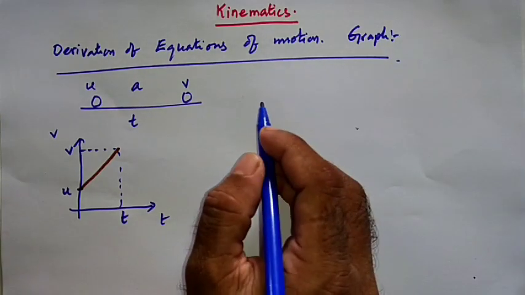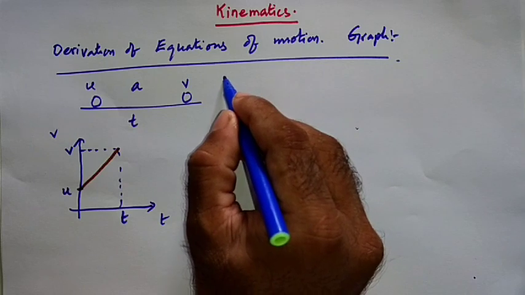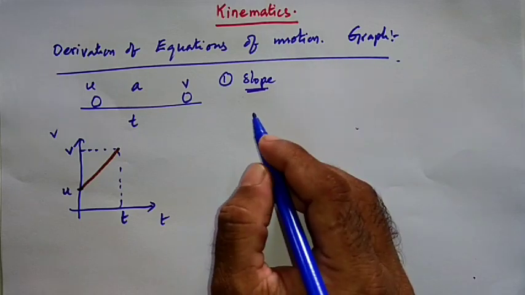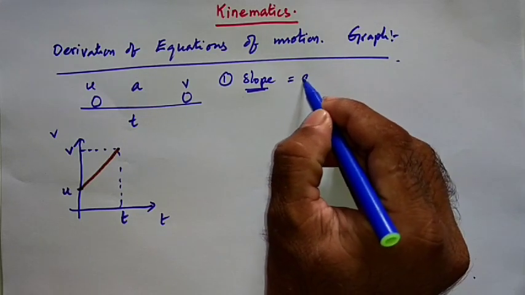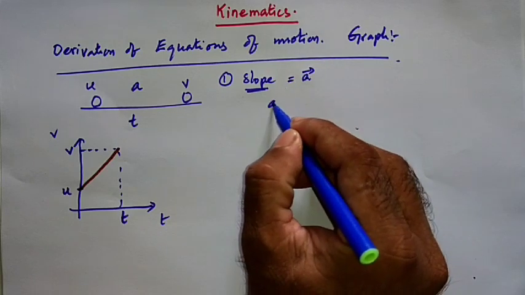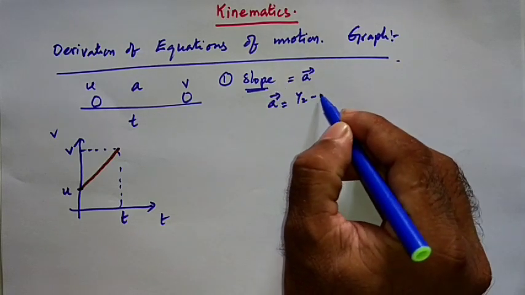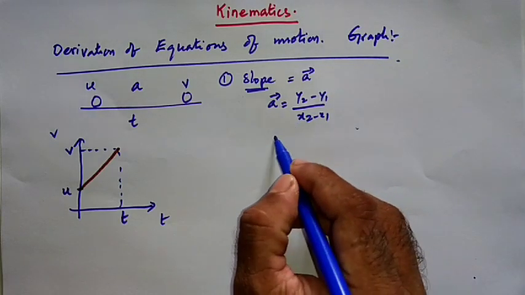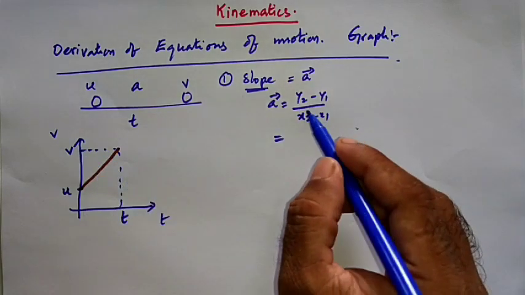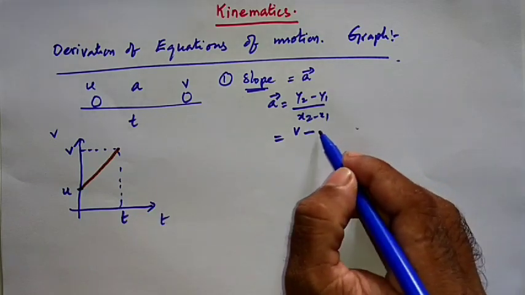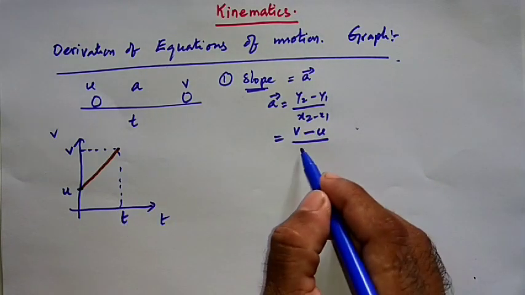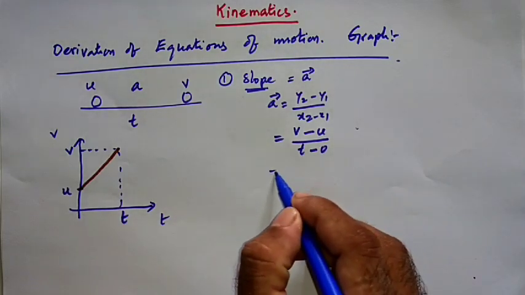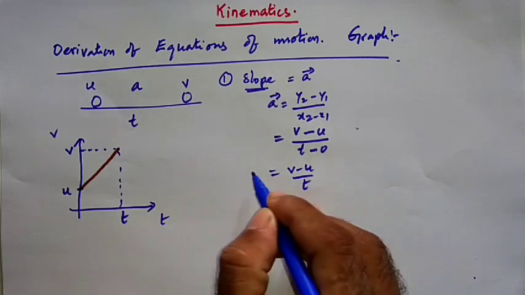First equation of motion, let us calculate. First we will calculate the slope of the graph. We know that the slope of a v-t graph gives acceleration. Yes or no? Therefore acceleration is equal to slope, which is (y2 minus y1) by (x2 minus x1). That is equal to y2 on the y-axis, v, minus y1, u, divided by x2, t, minus x1, 0. Clear? Then this is equal to (v minus u) by t, which is the acceleration.